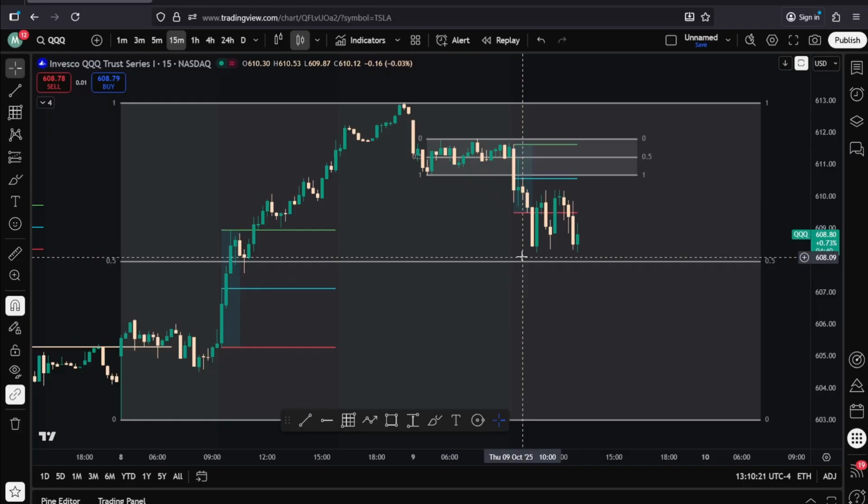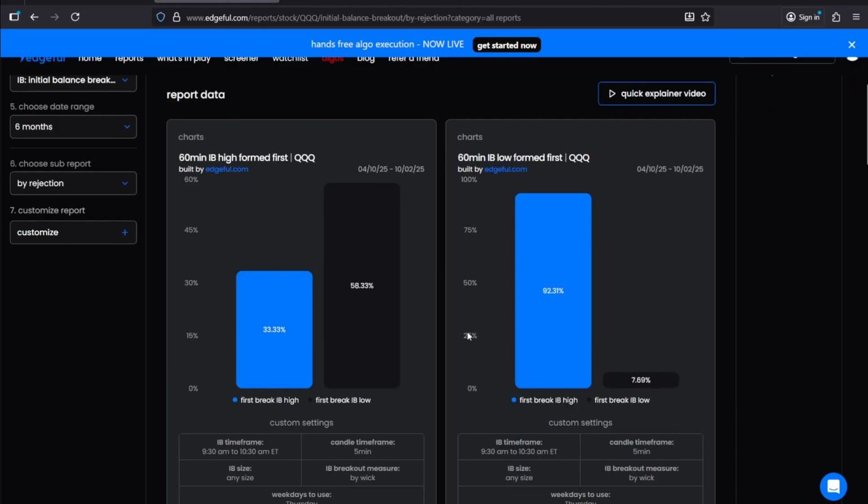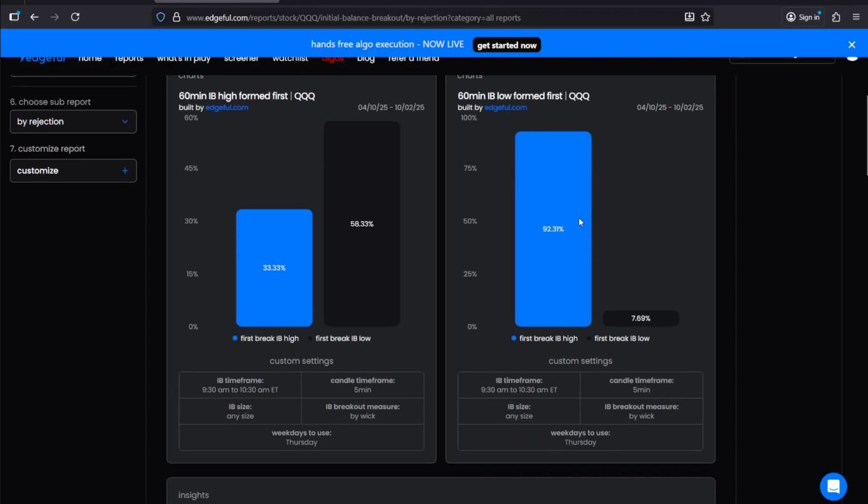Along with the initial balance range and the data that comes with the initial balance, I also go and use the initial balance rejection, as I just covered. It tells you when either the low or the high of that initial balance is formed. These are the chances that you have to go and break either the high or the low.